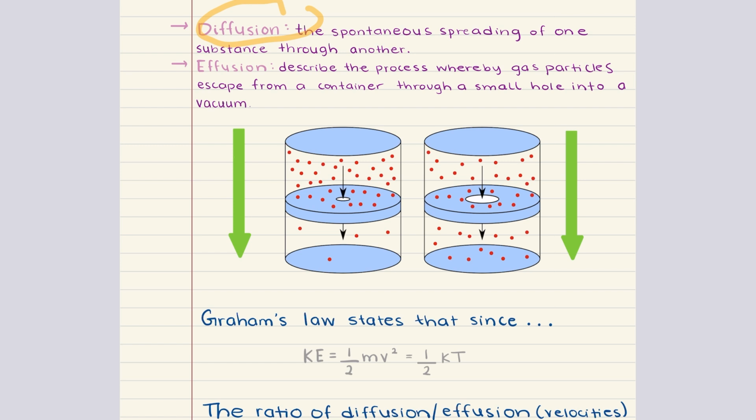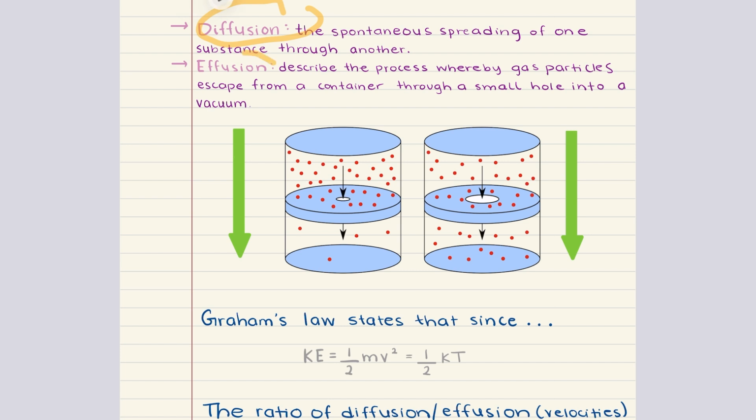A simple example of diffusion is when you spray perfume in one corner of a room, and after a short time, you can smell it throughout the whole room. And this occurs because the gas molecules are constantly moving and colliding and gradually spreading out in all directions.